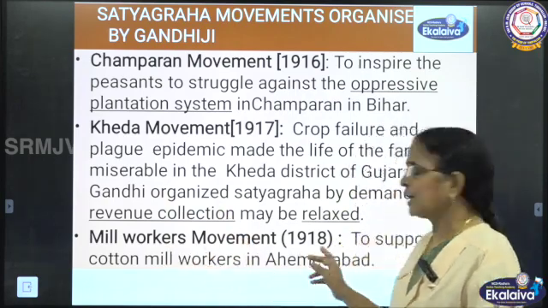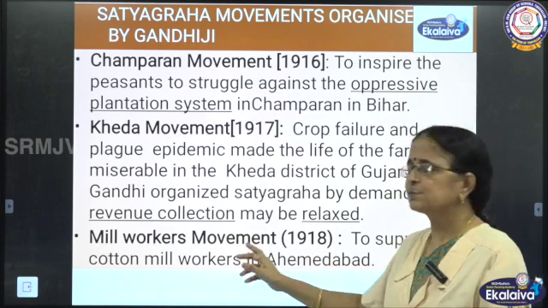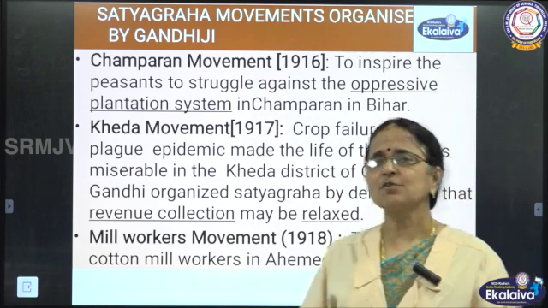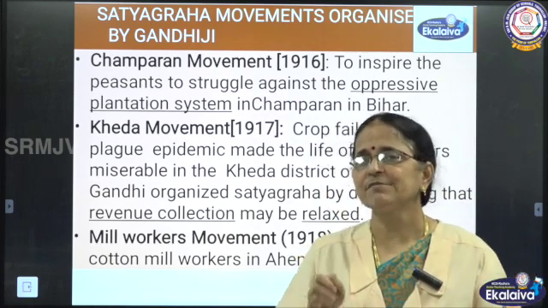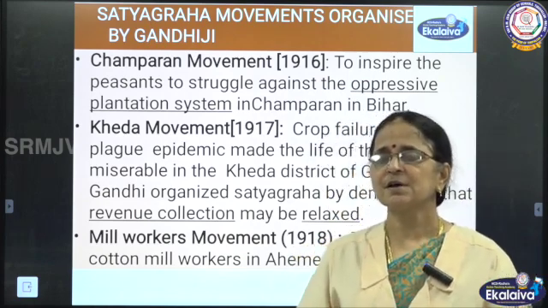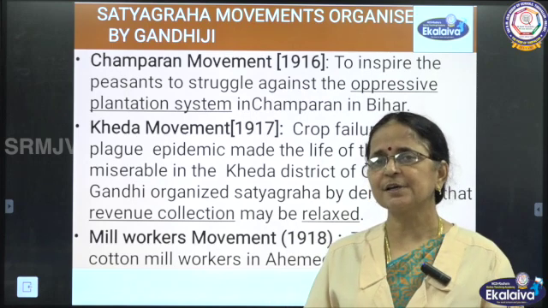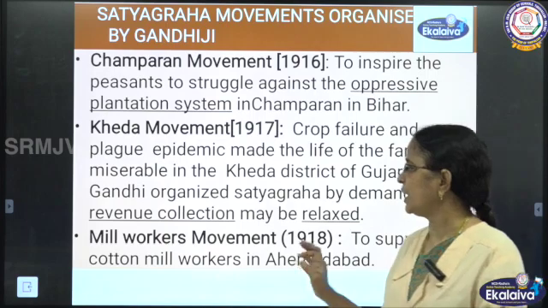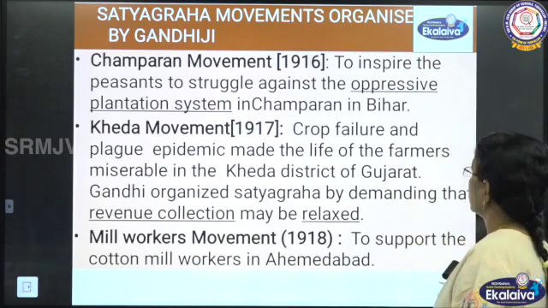Last one, in the year 1918, the mill workers' movement. In Ahmedabad, a lot of cotton mills were there, and a lot of workers were working in the factories. Lengthy hours of working and less wages. He supported them for their cause, and he succeeded in that.